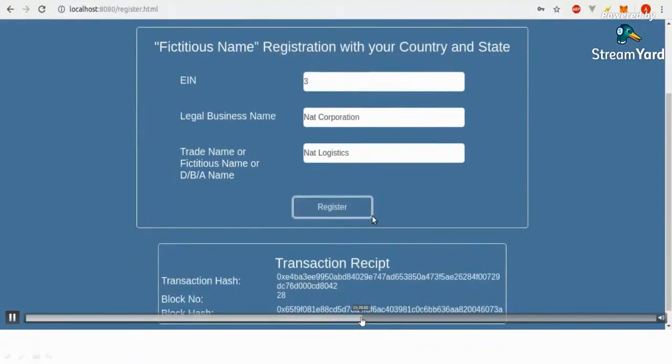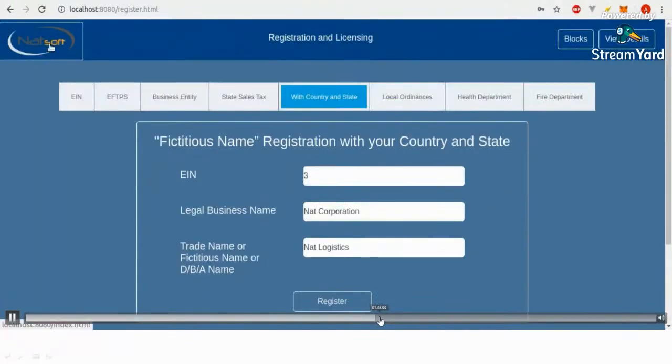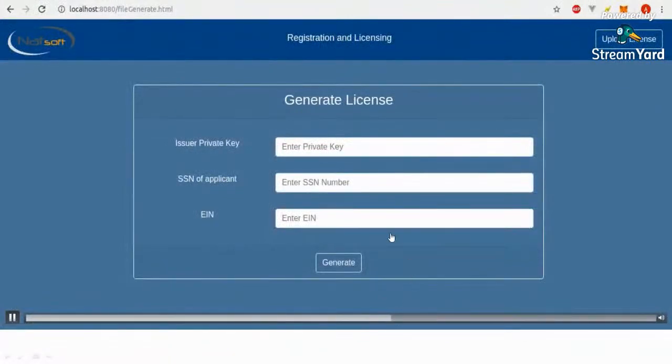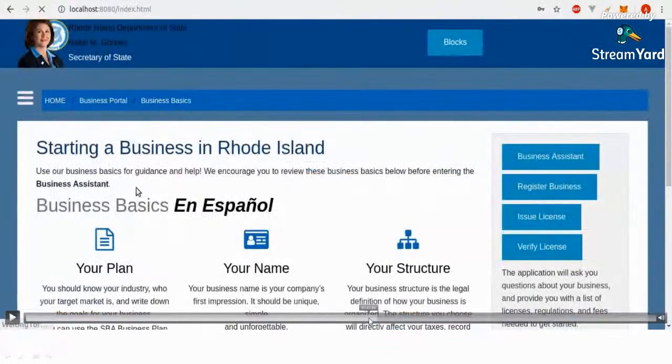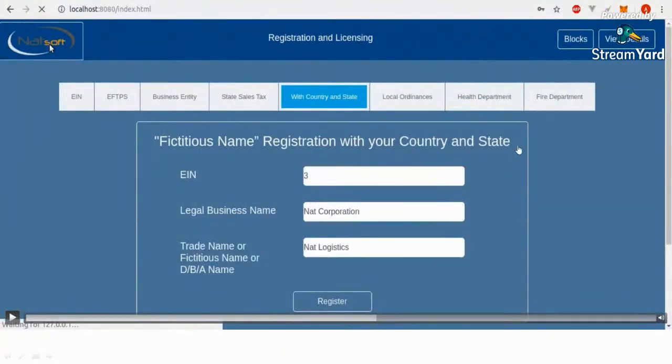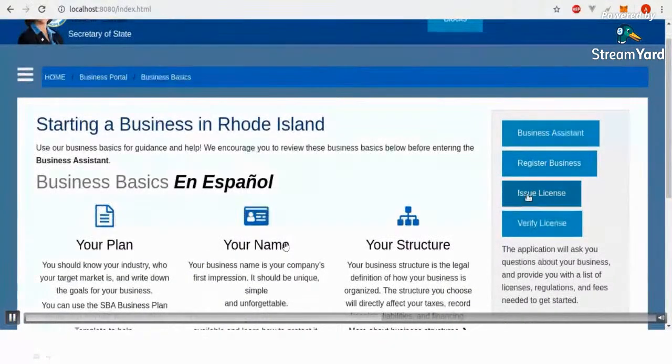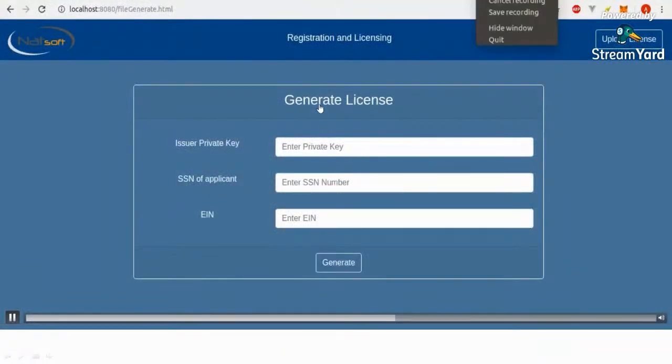And there is also a provision for submitting and getting local ordinances, and approvals from the health department and the fire department. All the different stakeholders or departments involved in business registration and licensing are onboarded to this system, and that department can issue a license. While issuing that license, they have to log into the system using their private keys, with the SSN of the applicant to whom they want to issue, and the EIN which has already been registered or issued. When they click on generate, a certificate will be generated, a blockchain certificate.